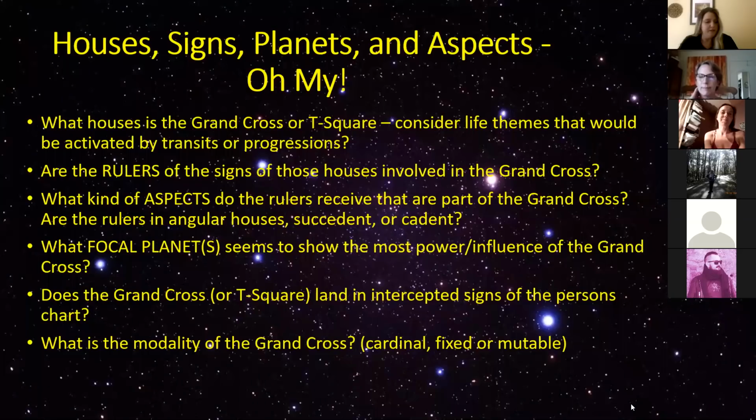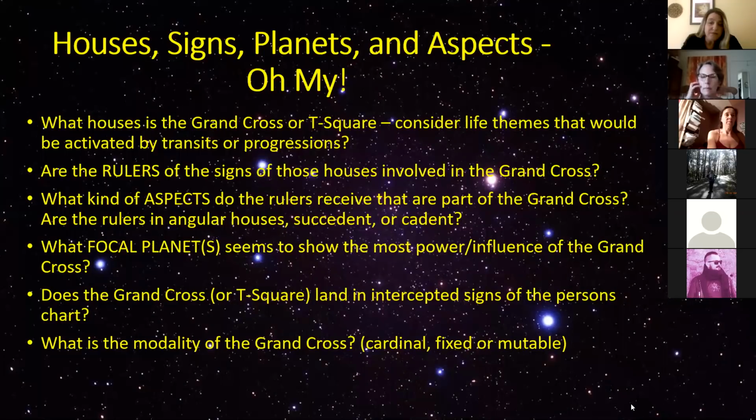So to begin with, to understand what we're looking at, we're going to be looking at the natal chart with transits today for each of the volunteers. And what we're going to focus on is the houses, signs, planets, and aspects. Essentially, we're looking at what houses the grand cross or T-square is occupying for these individuals, and then we'll consider the life themes that would be activated by transits and also progressions. You can always carry this information over to progressions.